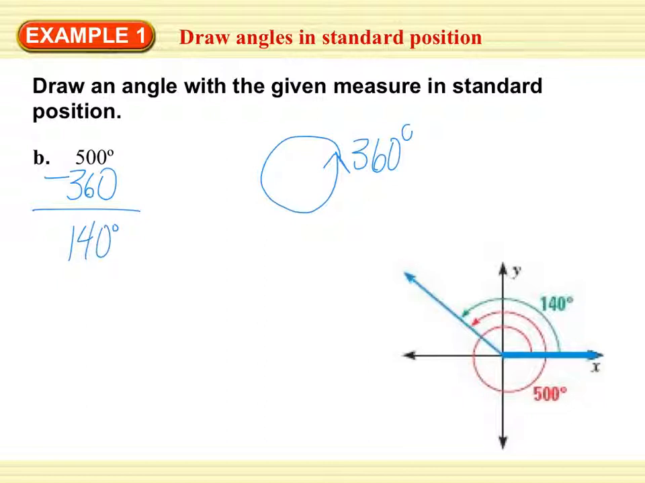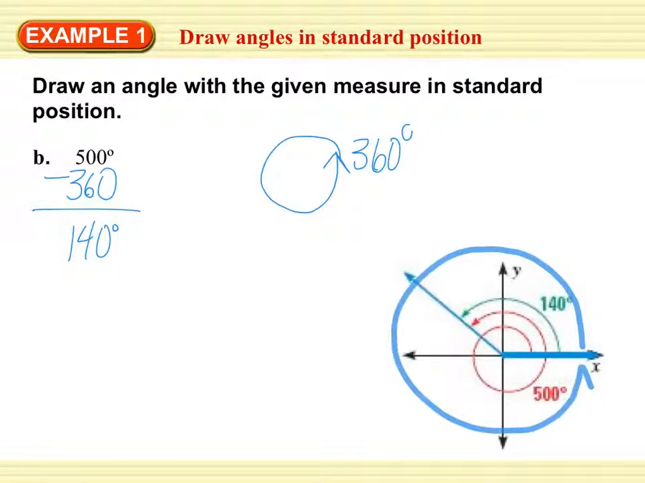So I have 140 degrees. So really I'm going an entire circle and then 140 more. Okay, that's really stinky. So 360 degrees and then 140 degrees more. So my angle is actually this one. Okay, that's your angle with a given measure in standard position.